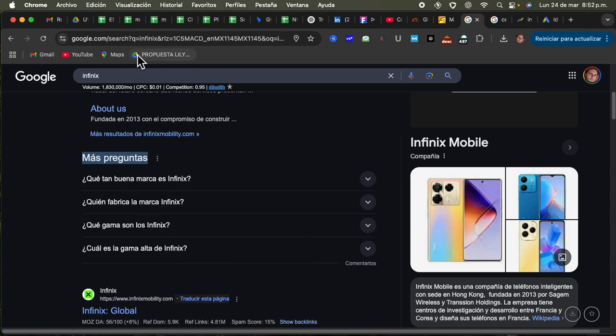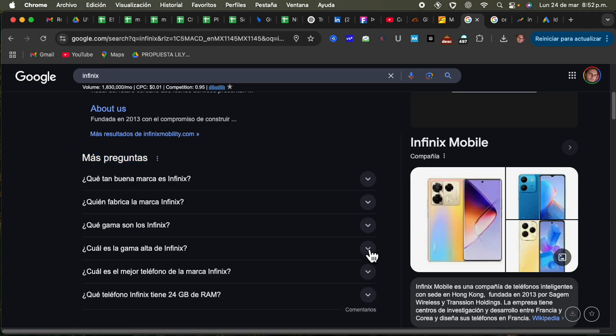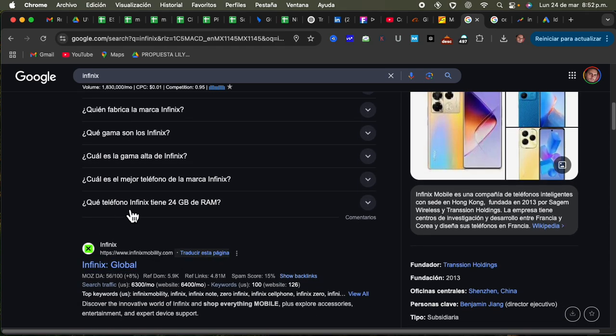because Google knows that people are also asking how good is the brand Infinix, who is the manufacturer of the Infinix brand, what level of quality the Infinix phones have. So we can go and find many more questions.